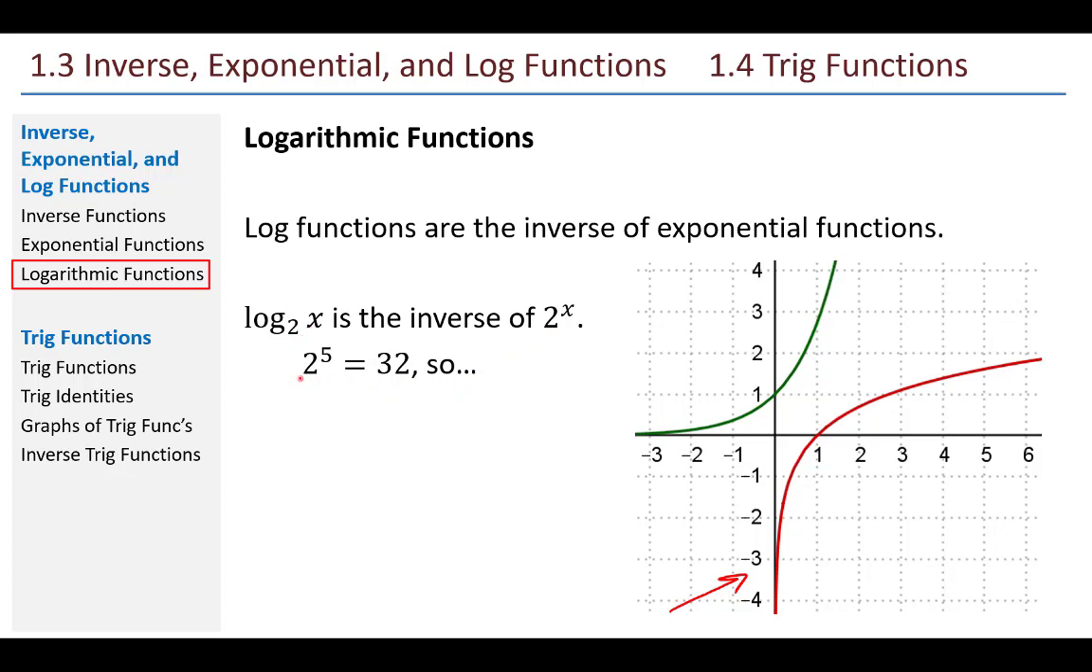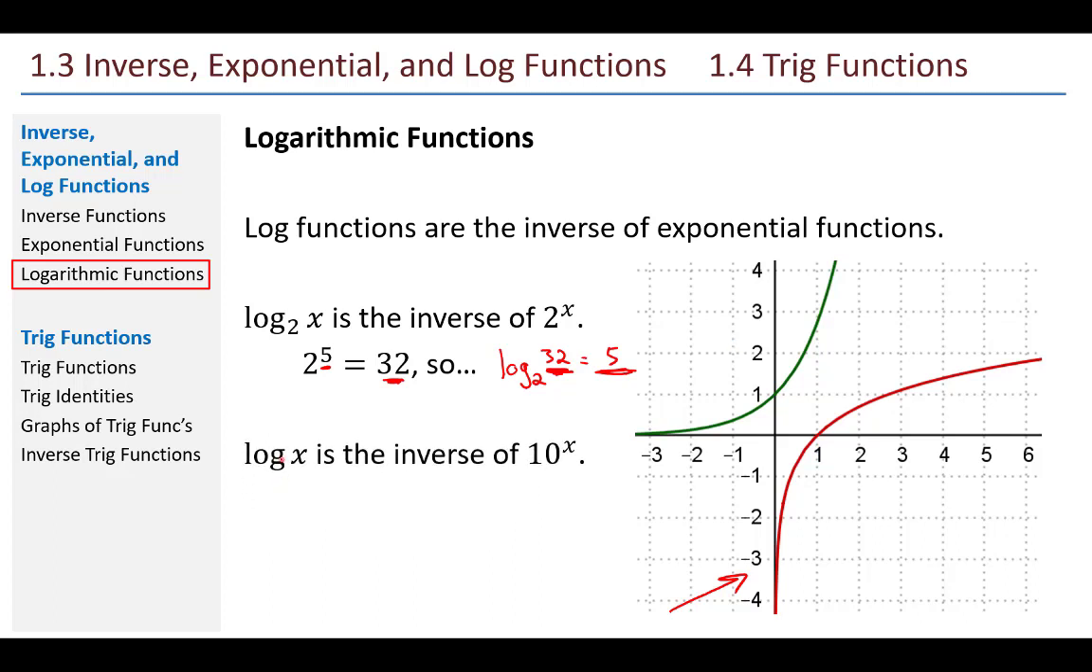So 2 to the 5th equals 32. So kind of reversing things around, log base 2 of blank equals blank. What am I going to put in those numbers? Log base 2 of 32 equals 5. The exponential function takes the 5 and turns it into a 32. The logarithmic function takes the 32 and turns it into a 5.